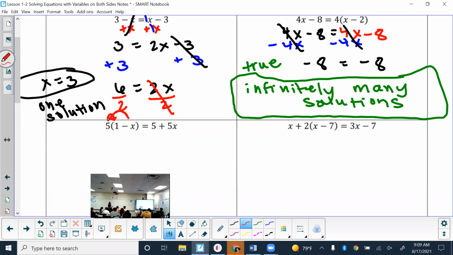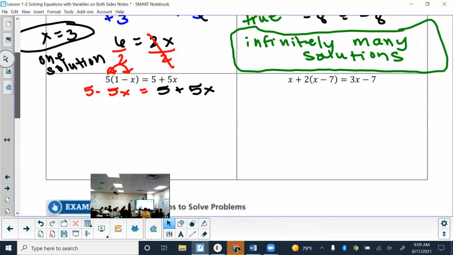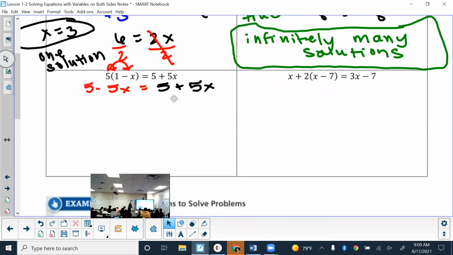5 minus 5x, right? All right, so good, 5 minus 5x. If you didn't get that, make sure you just fix it. Now, it looks similar to what is on the other side, but is it the same? It is not the same. So you can't just see that and say infinitely many solutions. You do have to keep going. All right, so let's keep going.